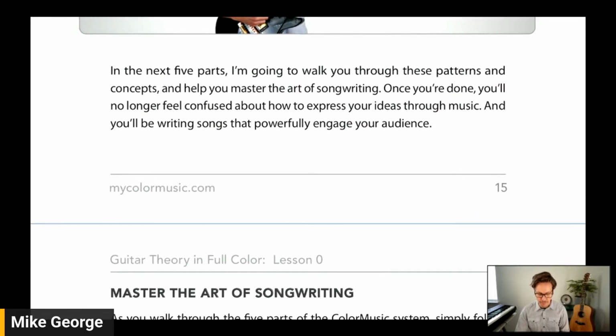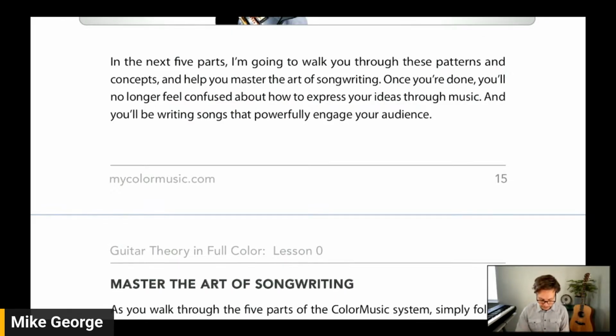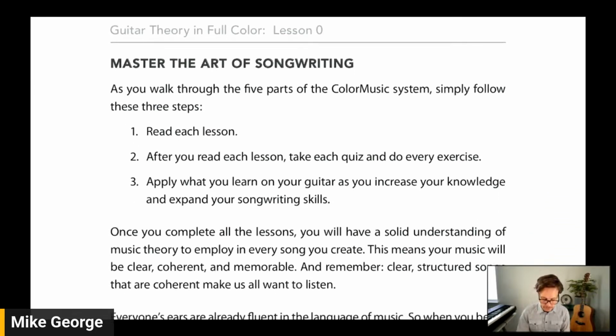Okay, so in the next 5 parts, I'm going to walk you through these patterns and concepts and help you master the art of songwriting. Once you're done, you will no longer feel confused about how to express your ideas through music, and you'll be writing songs that powerfully engage your audience. Master the art of songwriting.